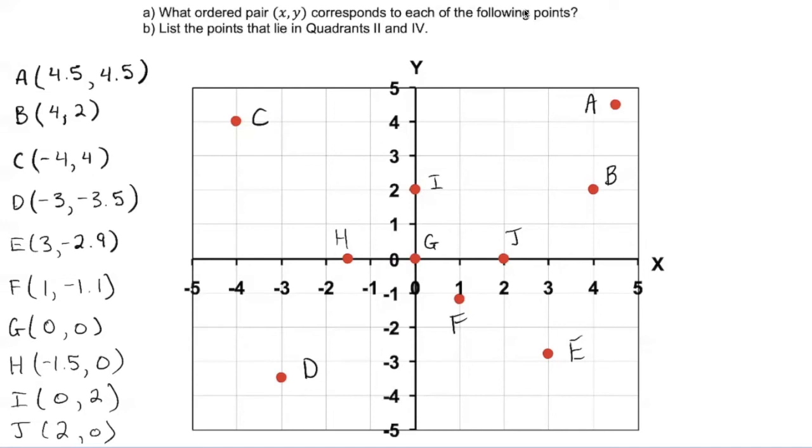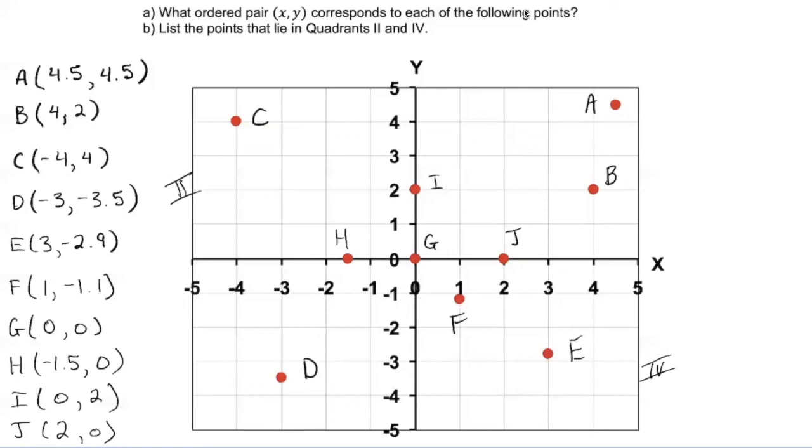Now, the question wants us to list the points that lie within quadrants 2 and 4. Remembering that quadrant 2 is over here in the top left corner, and quadrant 4 is down here in the bottom right. So, nice enough, all we have to do is list the points that fall within those quadrants.